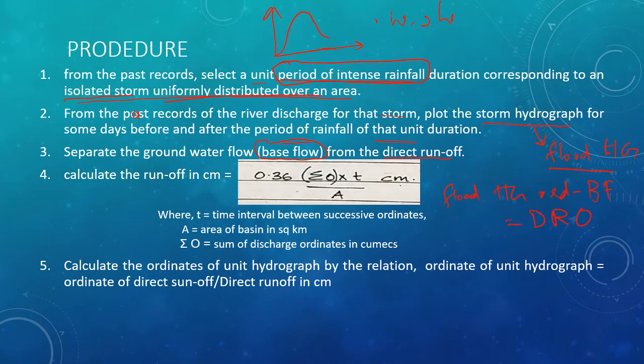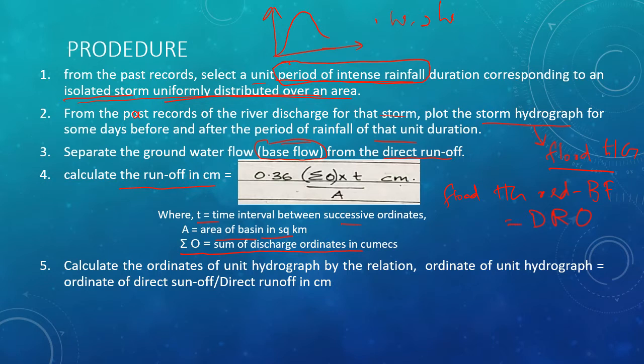Now after that we have to calculate the runoff in centimeters, by the equation 0.36 ΣO × T / A centimeter, where T is the time interval between successive ordinates, A is the area of the basin in square kilometers, and ΣO is the sum of discharge ordinates in cumec. We will discuss this when we move on to the problem.